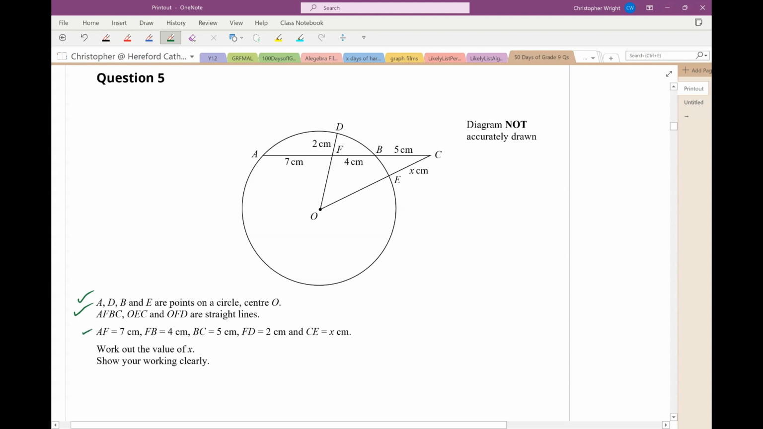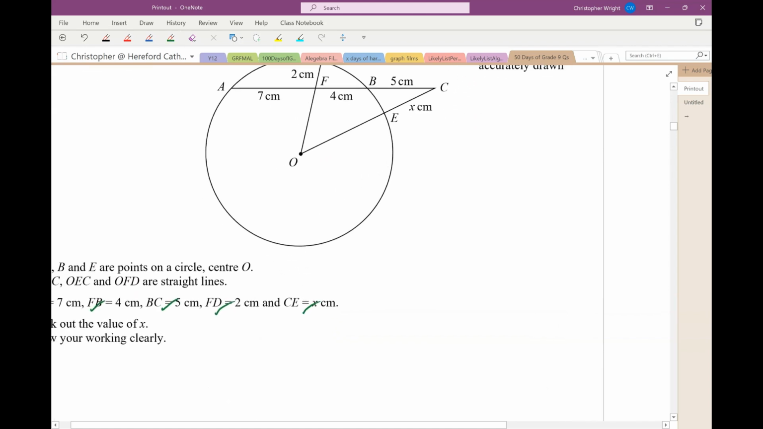AF is 7, that's marked. FB is 4, that's marked. BC is 5, that's marked. FD is 2, that's marked. And CE is x, that's marked. Find the value of x. Show your working clearly.